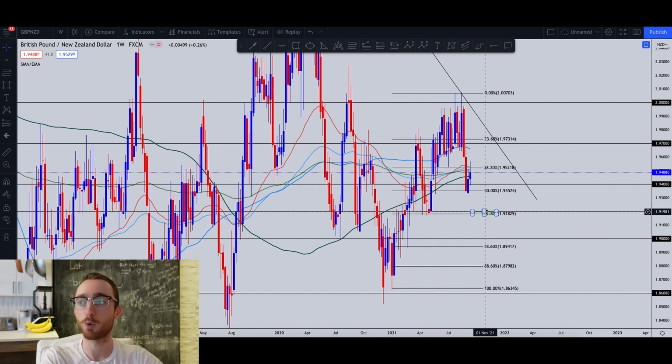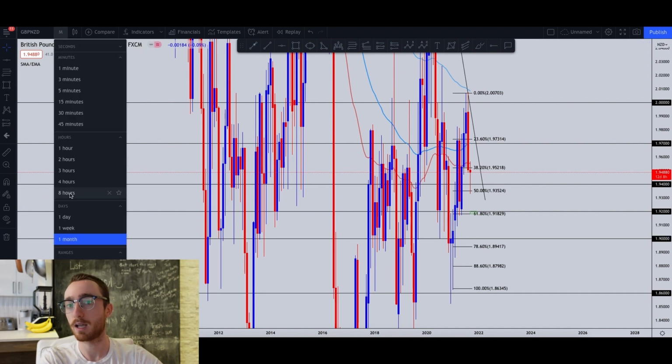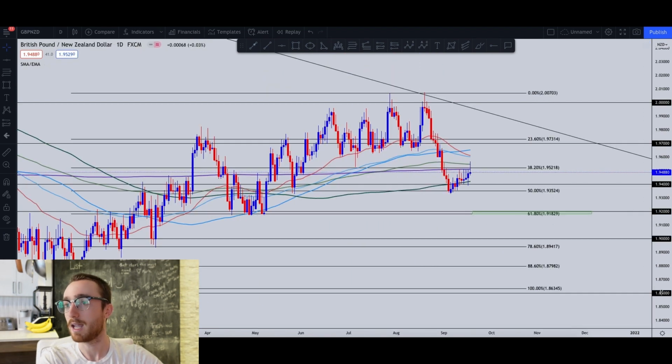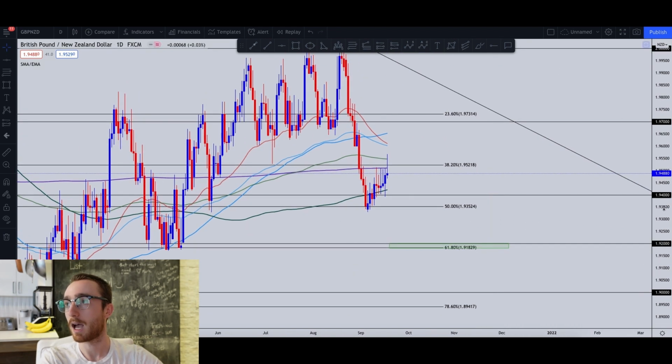Two confluences on the weekly is enough for me to take a trade, but we can also hop over to the monthly, nothing there, and the daily to see if there's anything else. And it doesn't look like it, but we do have this nice area now drawn up.